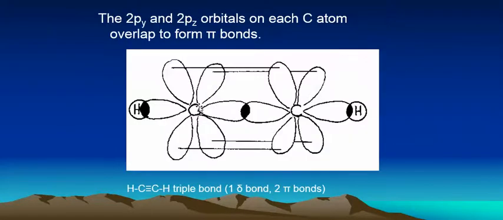And so when you have a triple bond, you have a sigma bond, which is the end-to-end overlap, but you also have 2 pi bonds, which overlap side to side. And this is a diagram of that C2H2 molecule.